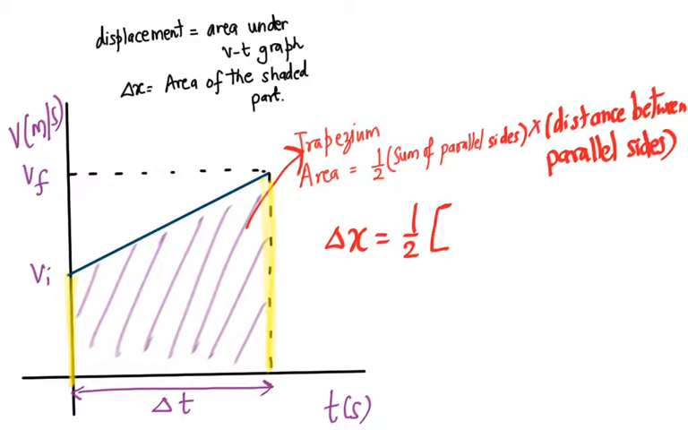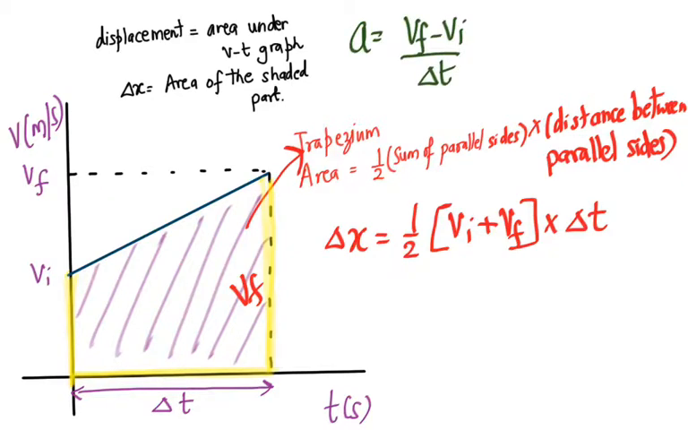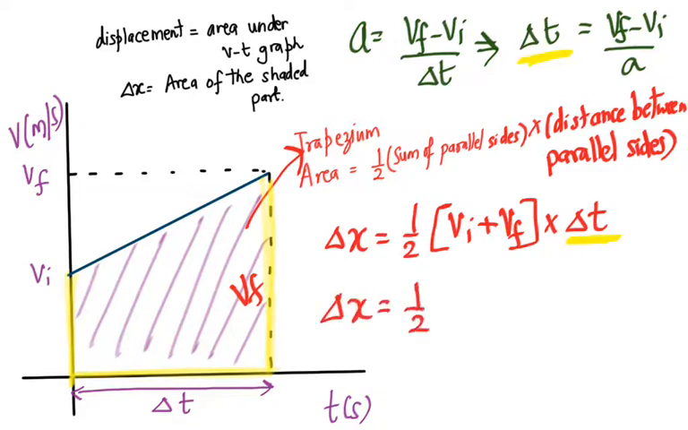So we want to get those parallel sides, which is vi and vf. So half vi plus vf, and the distance between the parallel sides, we can see that it's delta t. So we replace that by delta t. Now this delta t, we know it is related to acceleration by the equation acceleration equal to vf minus vi over delta t, which we can rearrange to get delta t equal to vf minus vi over a. We are going to replace this in place of delta t.